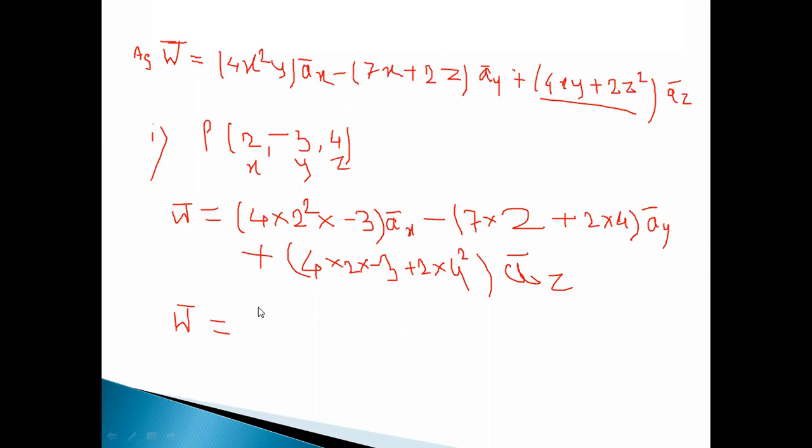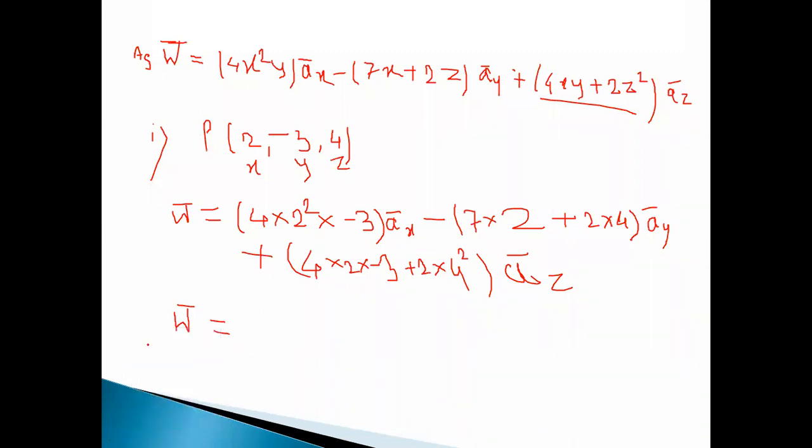Ma'am, magnitude, 53.404 comes? Ha, yes, 53.4041. Correct. So what is vector W bar? Minus 48 a bar x plus 22 a bar y plus 8 a bar z. Correct.